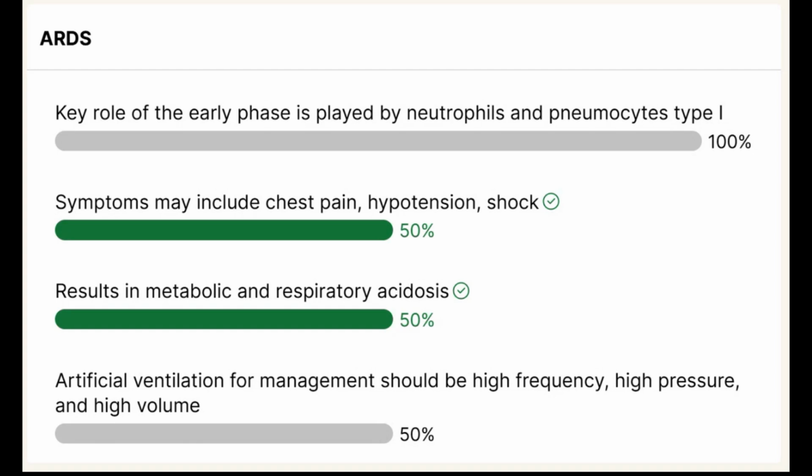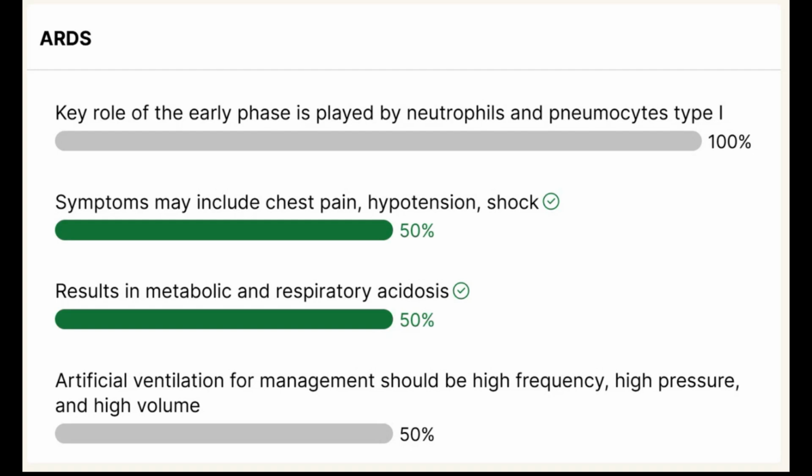Pneumocytes type 1 are later involved in the case where they become damaged, and because of that, you have fluid accumulation in the alveoli. But otherwise, the key role is performed by the neutrophils and pneumocytes type 2 overacting and releasing pro-inflammatory cytokines and causing further damage.